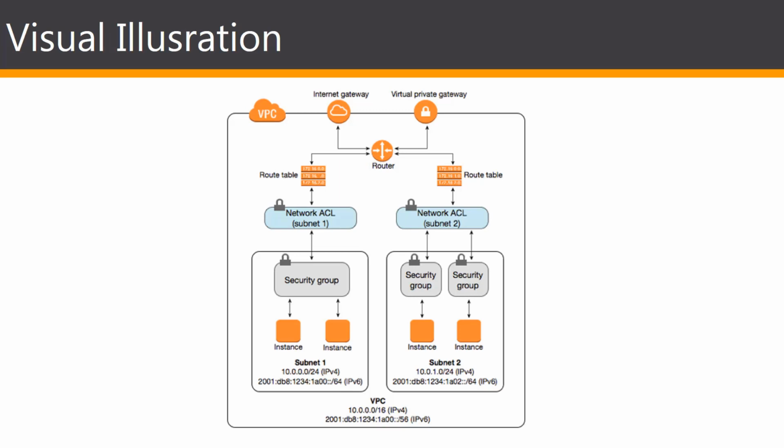For example, traffic from an internet gateway is routed to the appropriate subnet using the routes in the routing table. The rules of the network access control list associated with the subnet control which traffic is allowed to the subnet. The rules of the security group associated with an instance control which traffic is allowed to the instance.